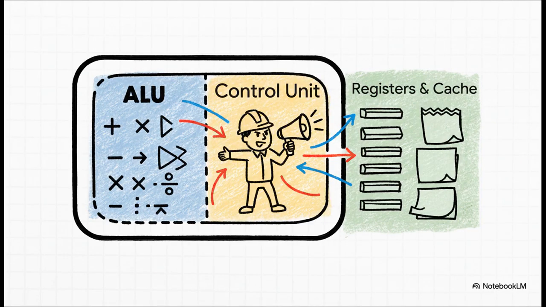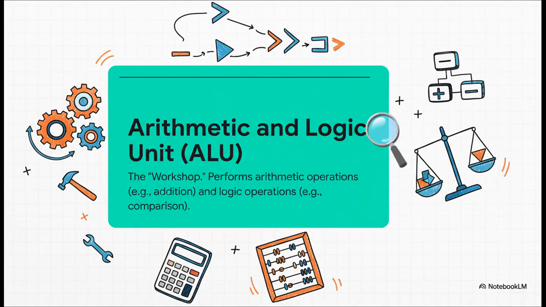Now, inside this engine room, we find a few key specialists. There's the arithmetic and logic unit, the control unit, and then some really tiny, super fast memory called registers and cache. They're for holding on to data that's needed right this second. And listen, each one has a super specific, super important job. First up, the ALU. Let's call this the workshop. This is where the actual work gets done.